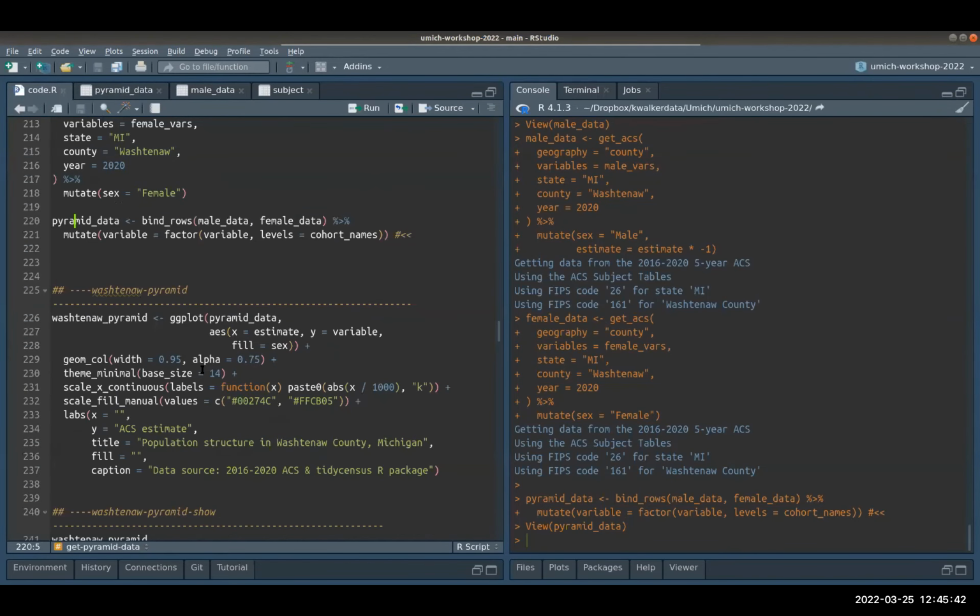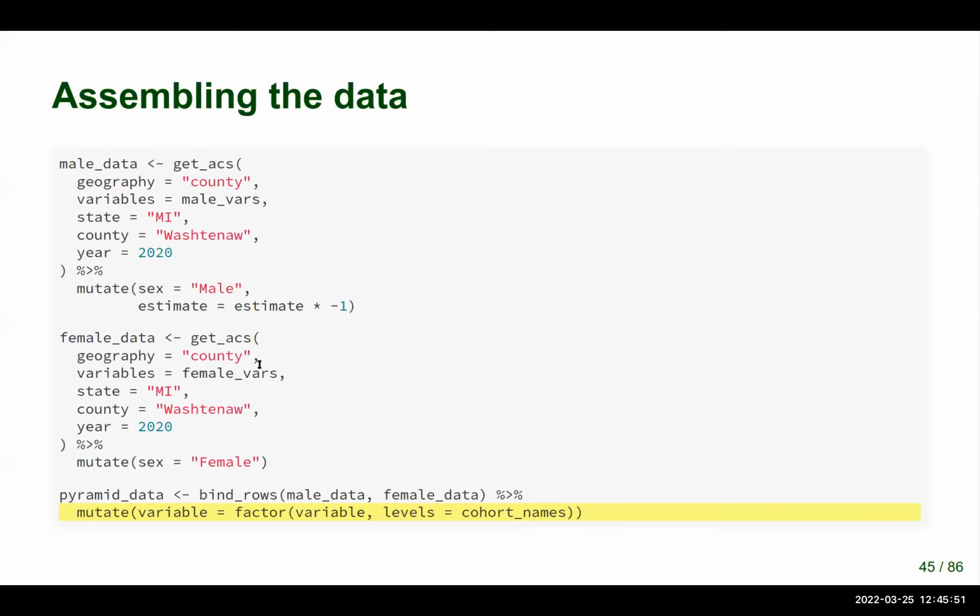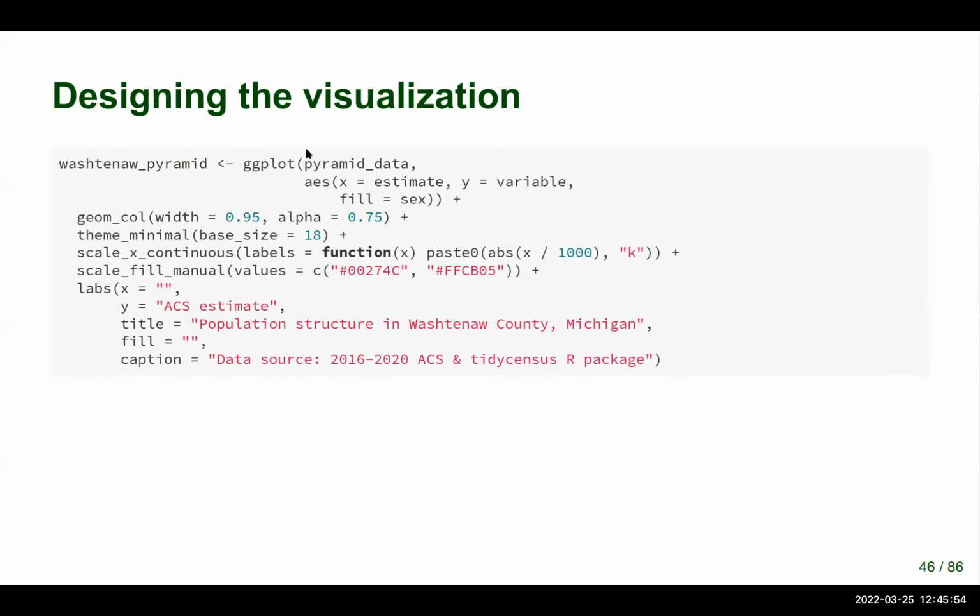I then build out the population pyramid. And the population pyramid, honestly, is not that much different than the bar chart that we created earlier. What I'm doing here is creating the pyramid, mapping the estimate column to the x-axis and the variable column to the y-axis. And I'm specifying a fill aesthetic as well, so I want different colors for the different sexes. I'm using geom_col to make a bar chart, and a couple different things.